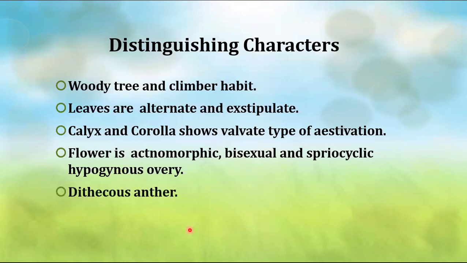The anther, okay, anther is dithecous type. That means formation of a hood-like connective. It is a main distinguishing character of the Annonaceae family. And the fruit is an aggregate type of fruit, okay. Aggregate fruit which is formed from a single flower, okay. This is called an aggregate type of fruit. These are some main special or distinguishing characters of the Annonaceae family.